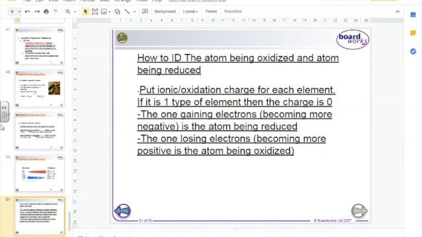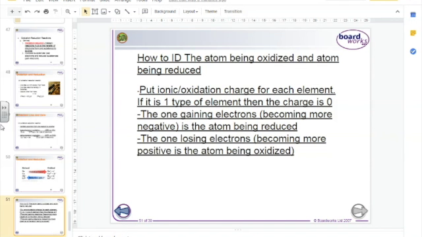How to ID the atom being oxidized and the atom being reduced. So I'm just going to warn you, there's going to be a lot of words. You're not going to really know what I'm talking about until you type it all out, and then I do examples with you following through these steps. So it's okay if you don't understand it when you're typing this stuff down. Hopefully, whenever we do practice together in this video, you'll understand where it's coming from and what it's talking about at that point.